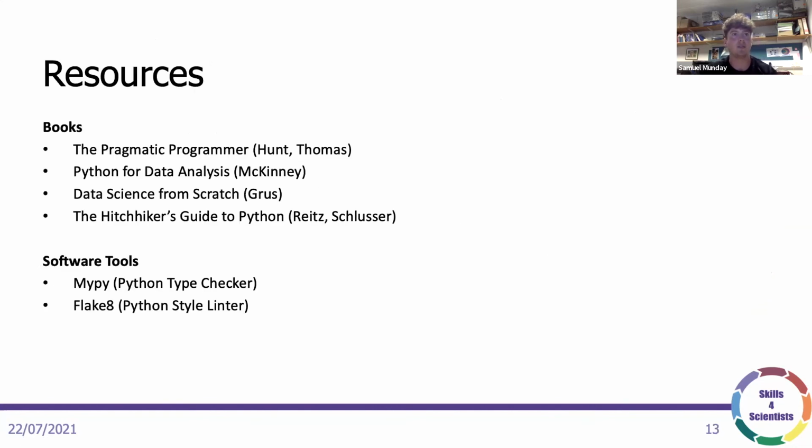I'll just end with some resources that some of you might like to look into if you want to look up some paradigms of programming a little bit further. I can highly recommend The Pragmatic Programmer and The Hitchhiker's Guide to Python. They will really teach you how you should be writing code so that it is reproducible, easily accessible, and easily understandable.